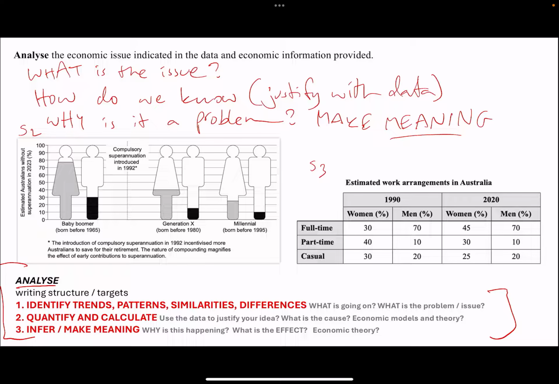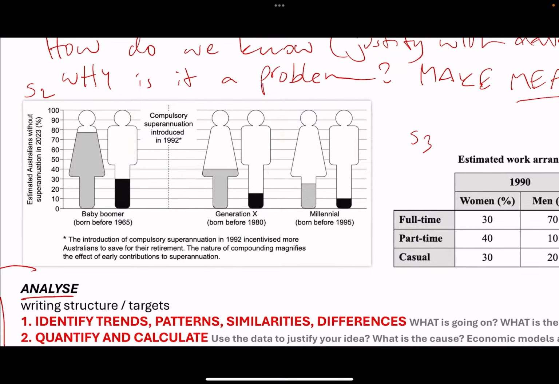So remember, we've got a question. I'm going to write in big words over on the top right hand side here around equity. And we're looking to improve equity. Now, if we look at source number 2 to begin with, we start to see 3 different age groups. Baby boomers, Generation X and millennials. Always remember to read every little part of your data. Estimated Australians, over here on the left on the vertical axis, estimated Australians without superannuation in 2023 as a percent.